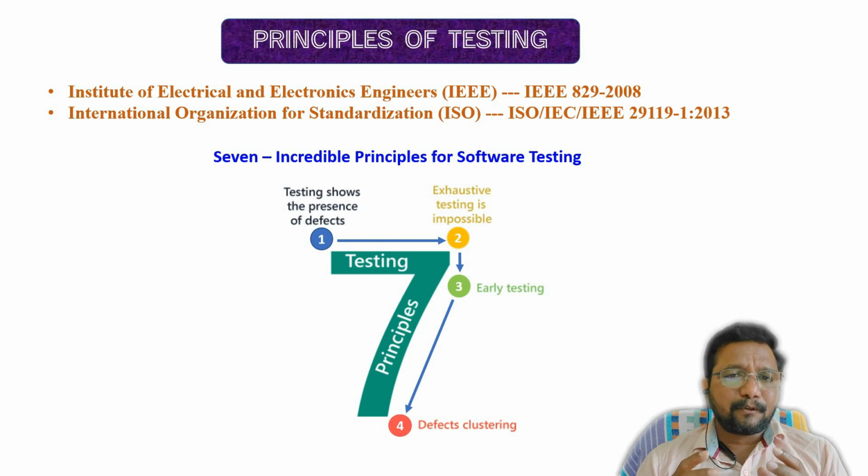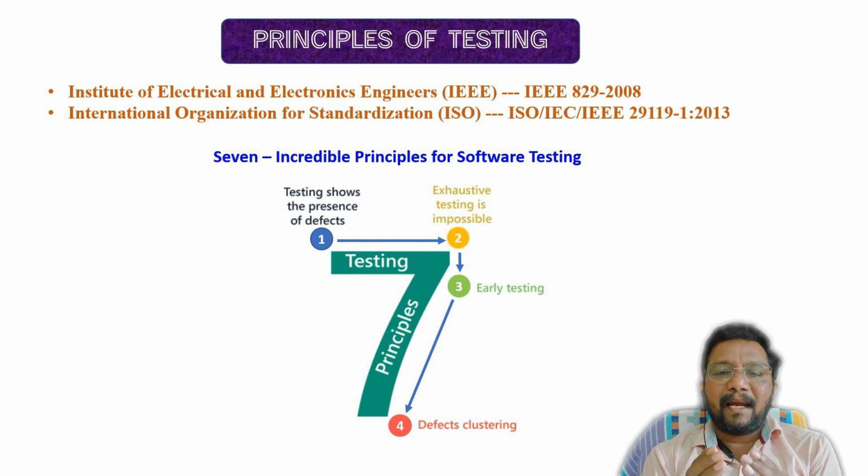So that's why we have to find out which module is highly defect prone, which module is low defect prone. So that is called what? Defect clustering. Okay, instead of scattering the defects, we make all the modules like a cluster, and we decide which module is highly defect prone. So if we test those modules first, we can save time and cost in the development of the software, right?